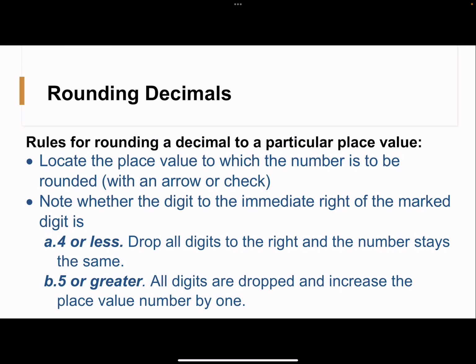So to round, you locate the place value to which the number is to be rounded. And so we can sometimes put an arrow or a check there. And we're going to look to the immediate right of that marked digit. If that digit is 4 or less, drop all the digits to the right and the number stays the same. If that number to the right is 5 or greater, then we're going to increase that number by 1, but again, all the digits to the right are dropped. Let's practice a few of these.